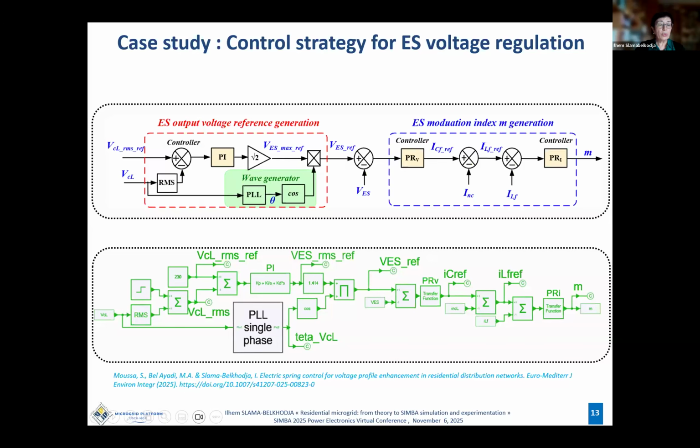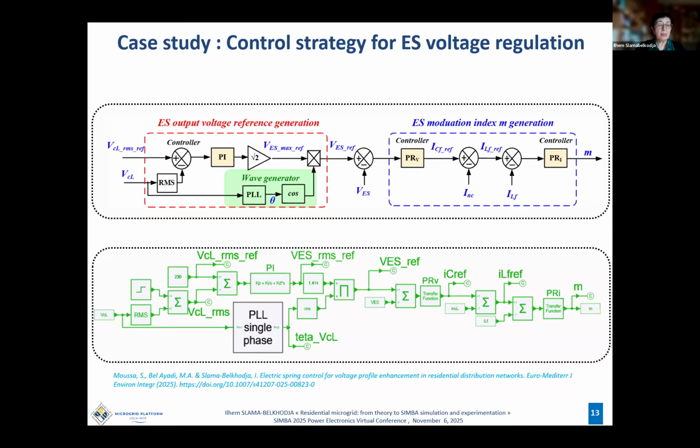The complete control diagram is shown here. Based on the RMS reference value of the voltage at critical load terminals and its regulation, the instantaneous reference voltage at the terminal of the electrical spring is generated. Next, cascade regulation using proportional resonant controllers is used to obtain the current that must flow through the electrical spring capacitor. This is then used to deduce the reference current of the inductance.